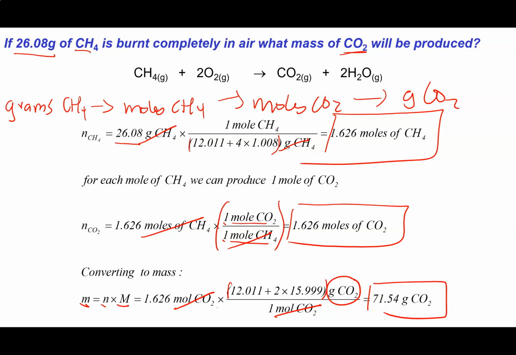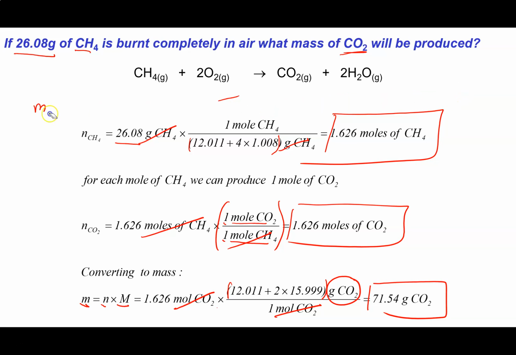So you're probably aware that both methane and CO2 are greenhouse gases, and you might have heard that combustion of a hydrocarbon is a major cause of production of carbon dioxide, and you can see that happening here. I take a little less than 30 grams of methane and I turn it into a little more than 70 grams of CO2. Okay, so there we are.